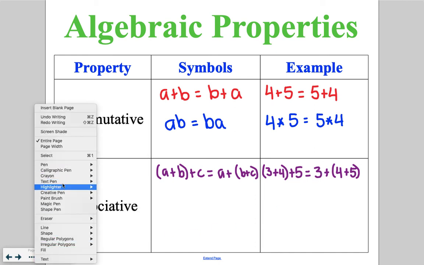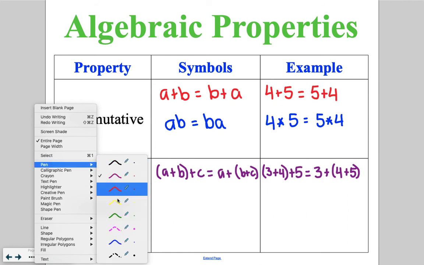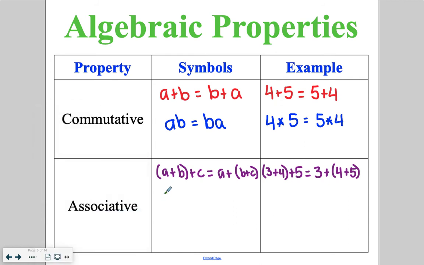The same thing applies if you are looking at multiplication. So (A times B) times C is equal to the same thing as A times (B times C). So if I have 3 times 4 in parentheses, that gives me 12, times 5 gives me 60. On the other side, if I have 3 times (4 times 5), that 4 times 5 in parentheses is going to equal 20, times 3 is again going to give you 60.